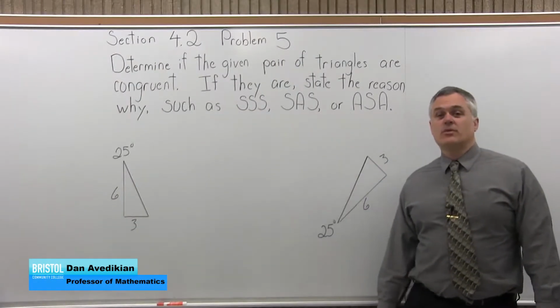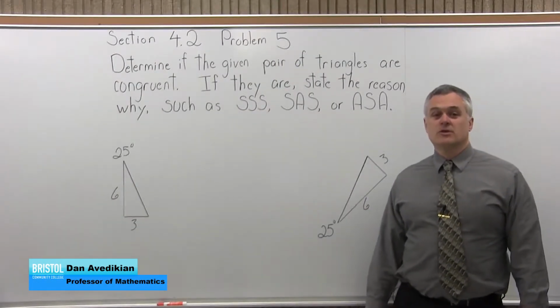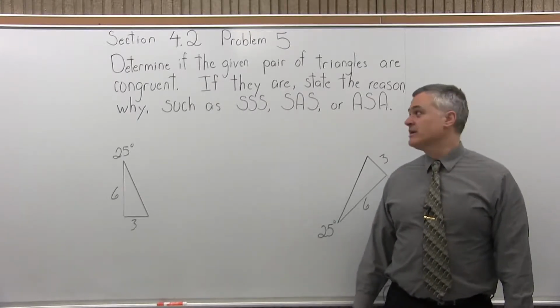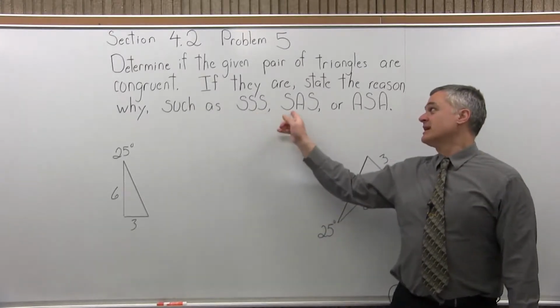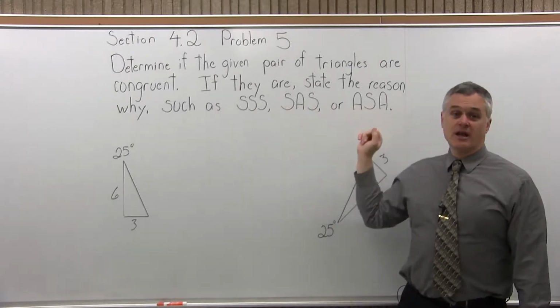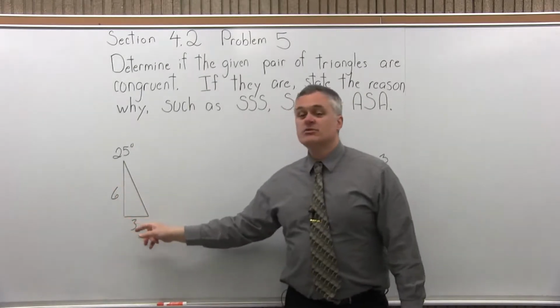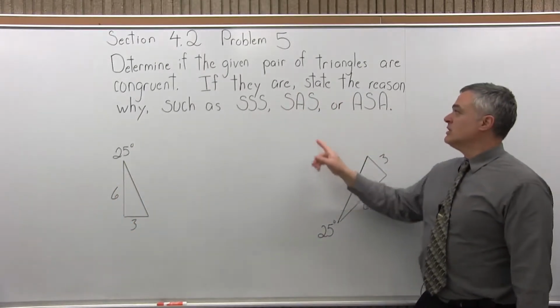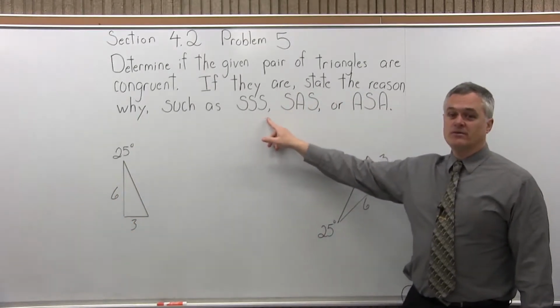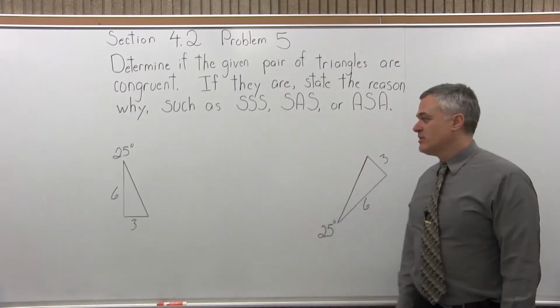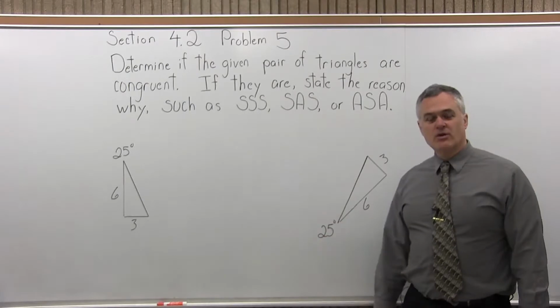This is Section 4.2, Problem 5. It says determine if the given pair of triangles are congruent. If they are, state the reason why, such as side, side, side, side, angle, or angle, side, angle. So what we have is an angle and then two sides in a row, which is not one of the options. So that would mean they're not congruent, but they certainly look congruent.